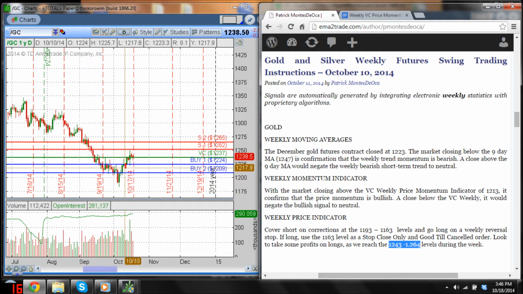And as you can see here on the 10th, Friday's close, on Monday the market traded higher into a new high that was made by Wednesday of 1250. So it took out the first target of 1243 from the previous week.